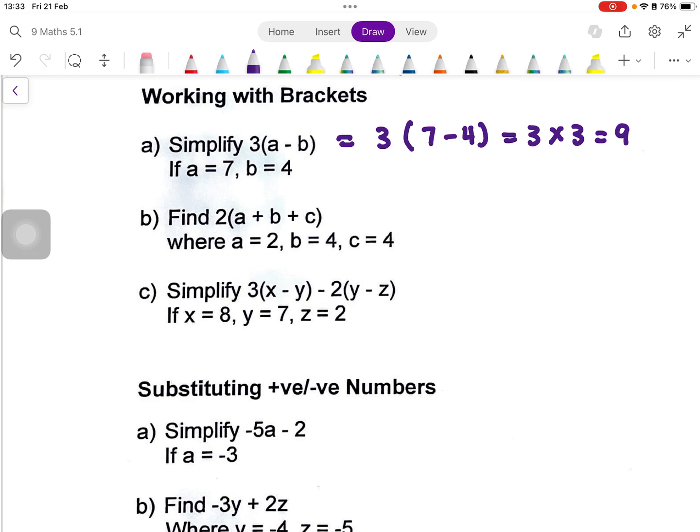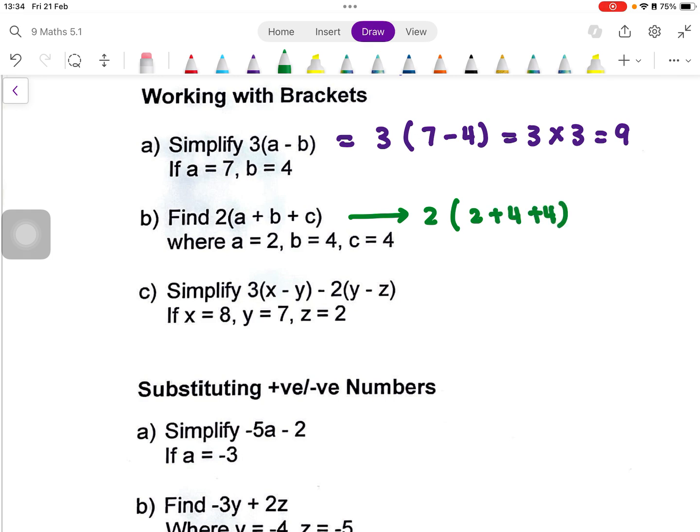Let's do question part B. Question part B, find 2 lots of A plus B plus C. So we are going to substitute the given A equals 2, B equals 4, and C equals 4 into the expression. So 2 lots of A plus B plus C is 2 lots of 2 plus 4 plus 4.